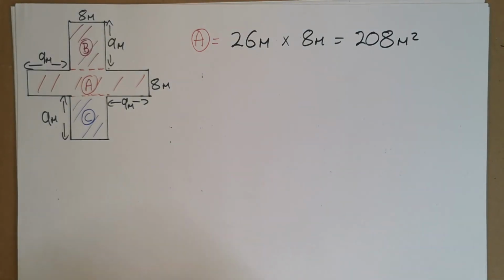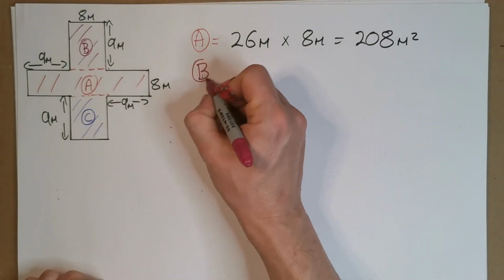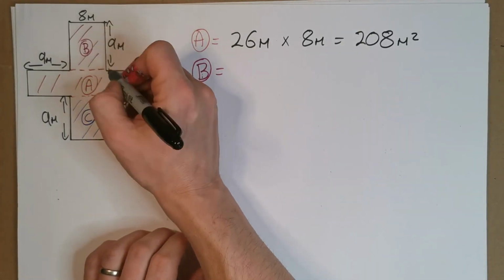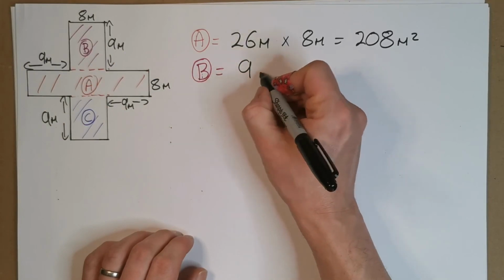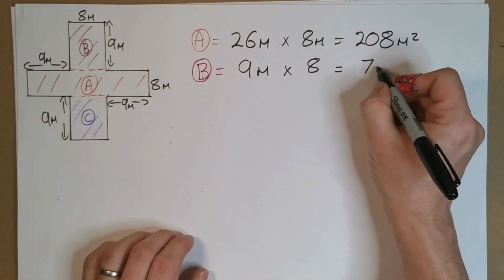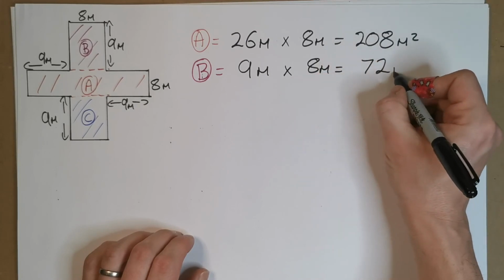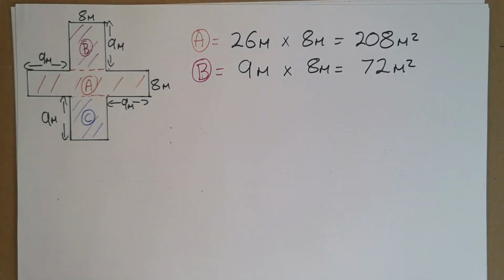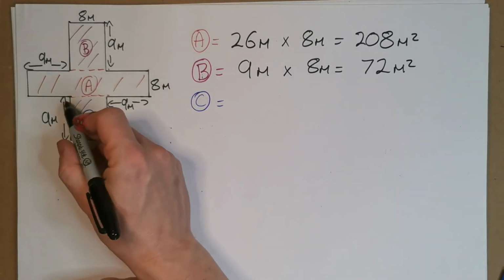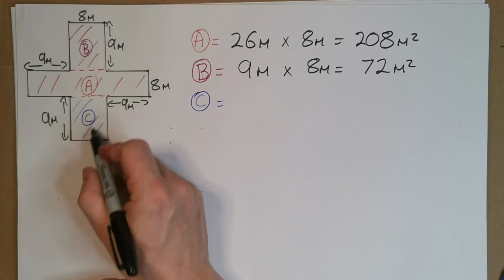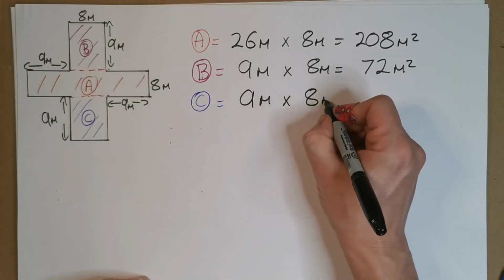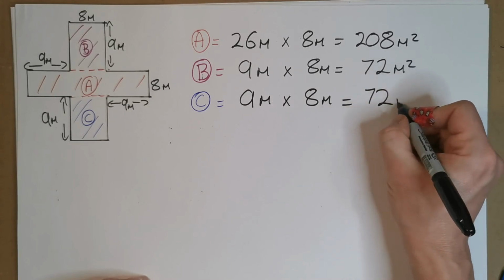Now let's go up to B. The area B is going to be 9 meters multiplied by 8 meters, which is 72 meters squared. And the last one we have is C. C is also a length of 9 and a width of 8, so it's going to be the same as B. You probably knew that before you even looked at it. So we have 72 meters squared.